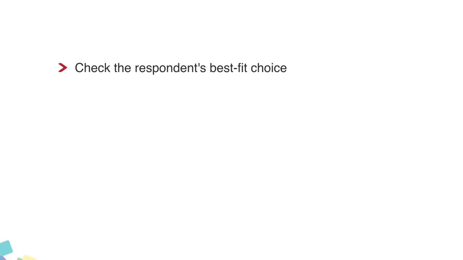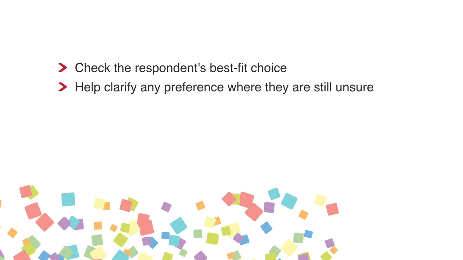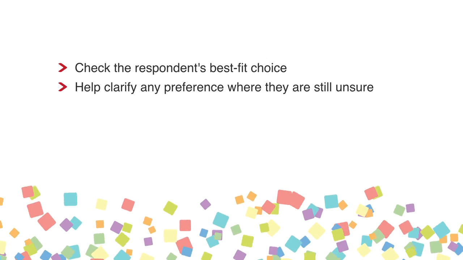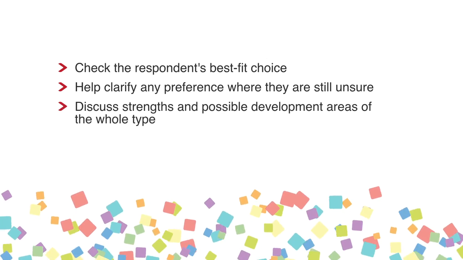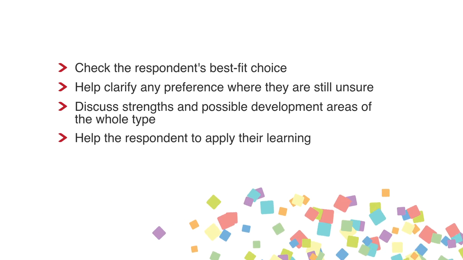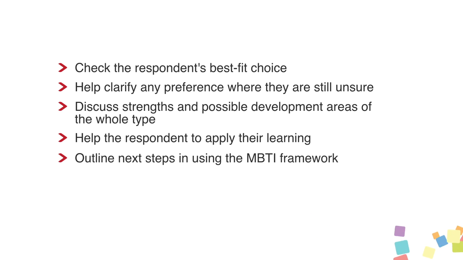In this part of the video, we move on to looking at all 4 preference letters combined into a whole type. Here we start by checking whether the respondent is comfortable with their best fit choice. You can help to clarify any preference where they are still unsure by exploring factors that may be influencing their decision. Then move on to discussing strengths and possible development areas for the whole type. Finally, you can encourage your respondent to consider taking action on their learning and where they can go next with using type.